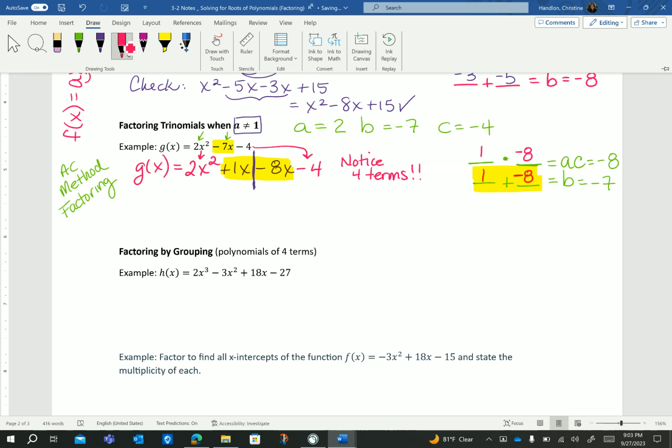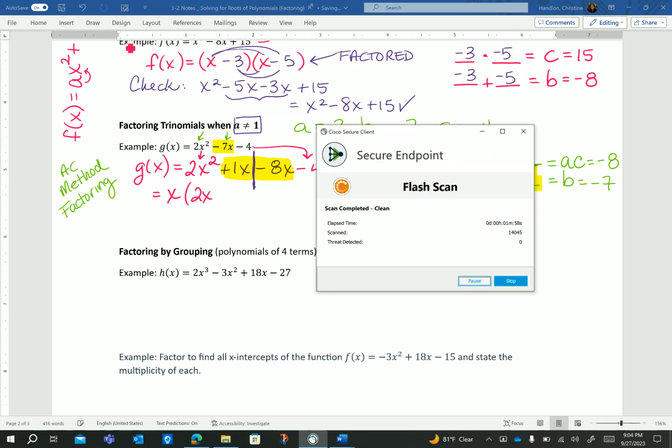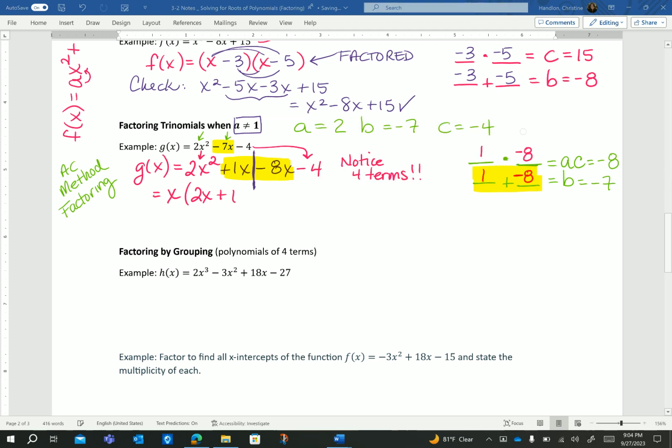All right, so do the GCF on either side. What is the greatest common factor between 2x squared and 1x? Well, it's just going to be an x. So I'm going to put an x, open parentheses, 2x squared divided by x is a 2x, 1x divided by x is a 1. So +1. Close parentheses.